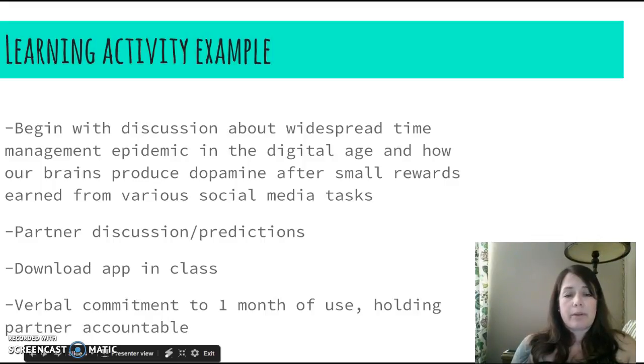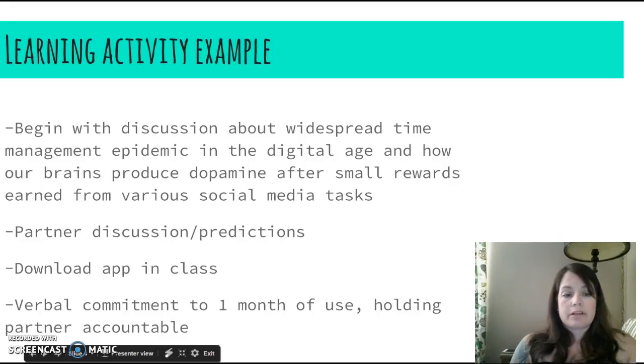We moved on to a partner discussion, and people were to create a list of the websites that they believed would be the most distracting and predict how much time they would actually be logged onto those websites and just overall what they expected to see happen. And then we downloaded the application in class. It's very simple, 2 or 3 steps, and works on any kind of computer or operating system.